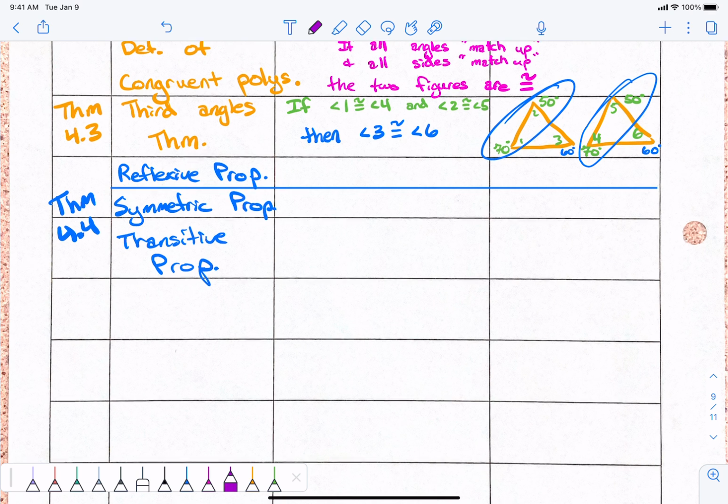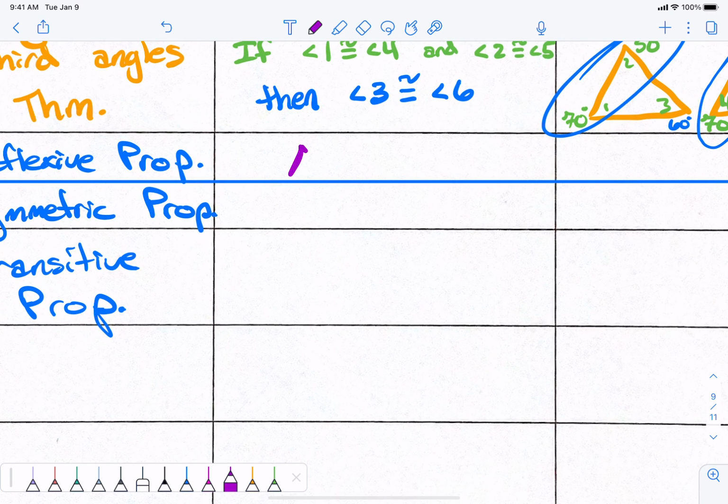Reflexive property says that, I'm just going to use the example AB, side AB is congruent to side AB. And you're like, well, of course it's the same as itself, right? AB is congruent to AB. You'll see a demonstration of what that looks like here in a second. Okay, AB is congruent to AB.